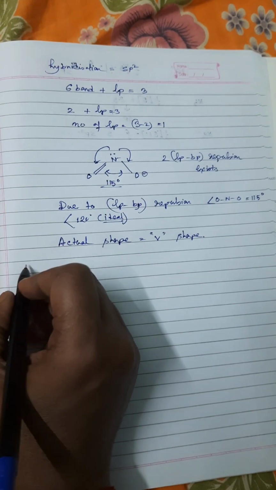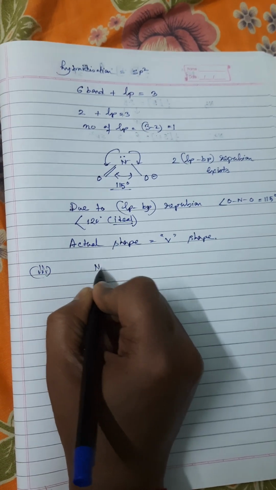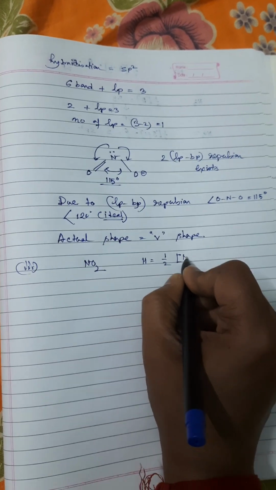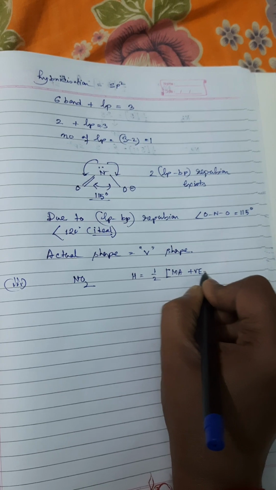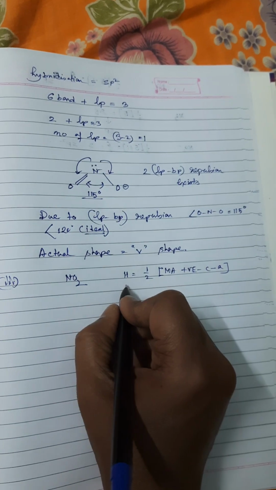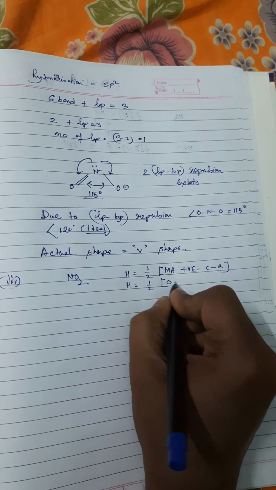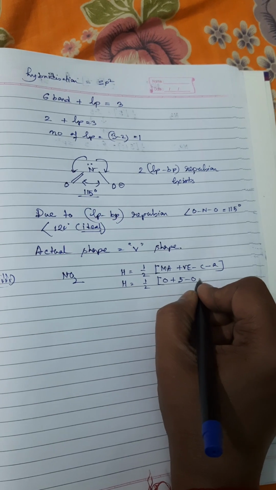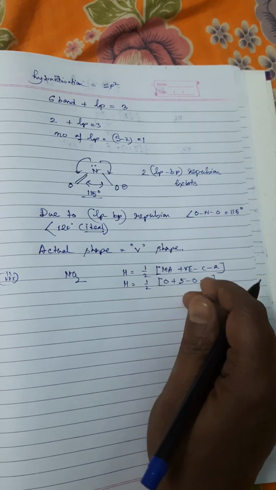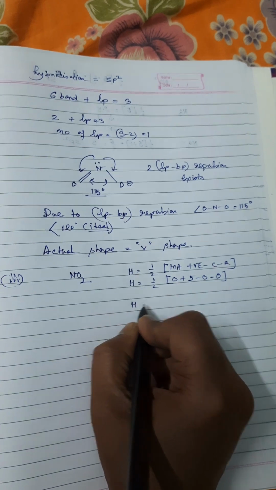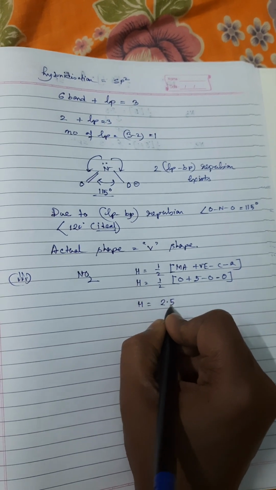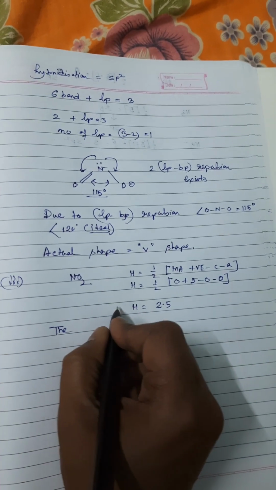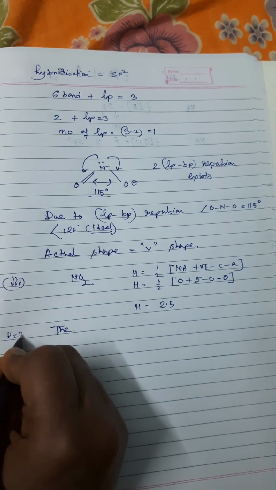And in our third example, NO2, here the state of hybridization is H equals to monovalent atom, V valence electron minus cation minus anion. So number of monovalent atoms is 0, number of valence electrons is 5. This is not a cation, this is a neutral molecule. So number of cationic charge equals 0 and number of anionic charge equals 0. So H becomes 2.5.